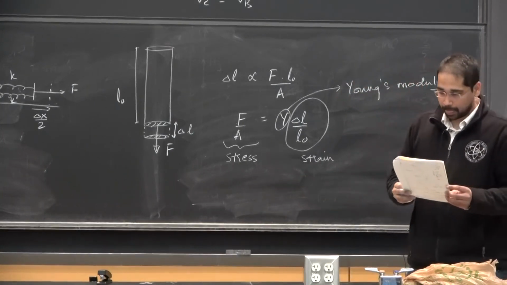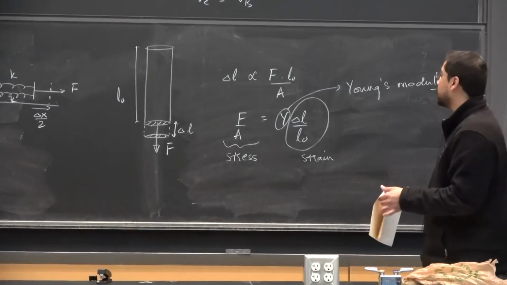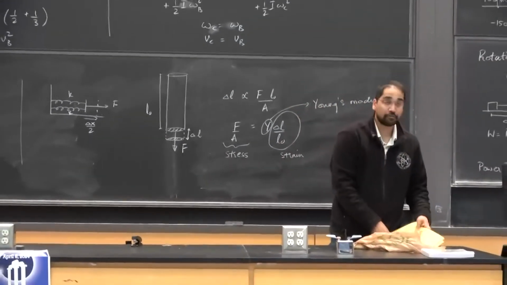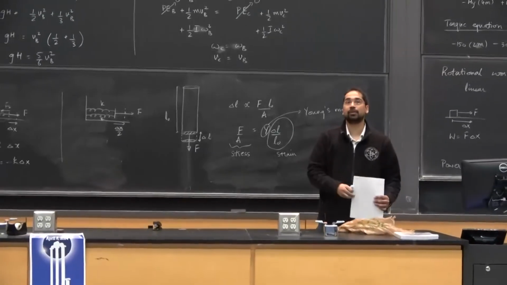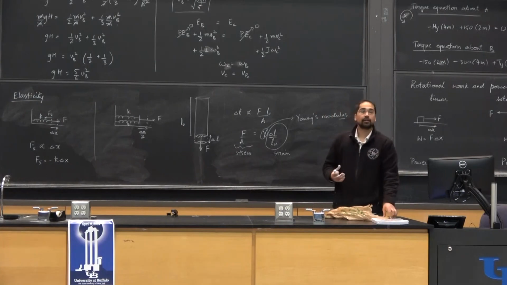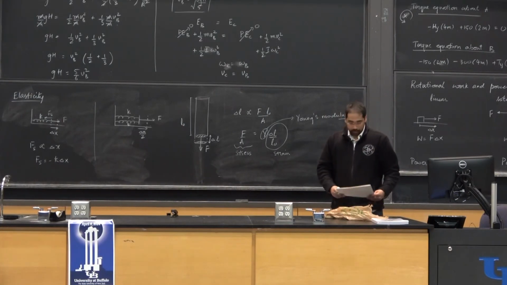All right. Again, same analogy. If you have a high Young's modulus, you will have a very stiff wire. For instance, steel has a very high Young's modulus. You can't stretch or compress steel very easily. Rubber, on the other hand, you can.